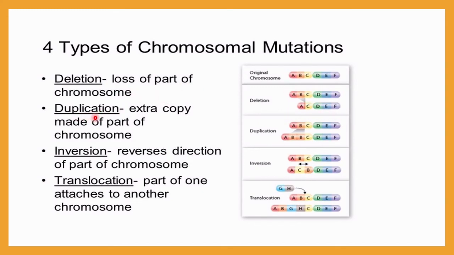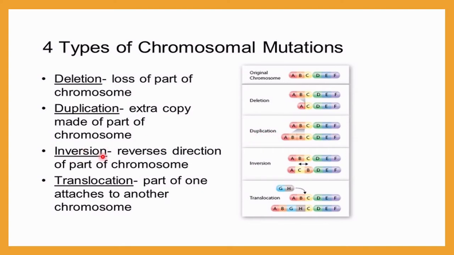Next is the duplication. Here an extra copy is made of a part of a chromosome. Let me discuss with this example. This one is a normal one, A, B, C, D, E, F. But here it is A, B, B, so B is duplicated, one extra B is added. Duplication means a duplicate copy will be added here. As a result, you can see the sequence is totally changed, and such a thing is called duplication.